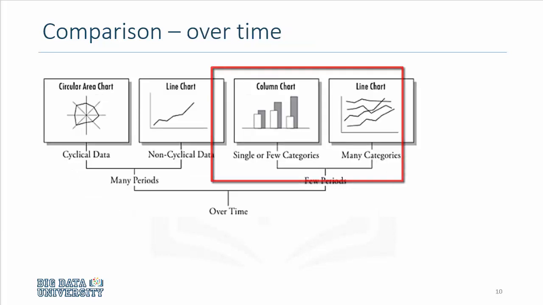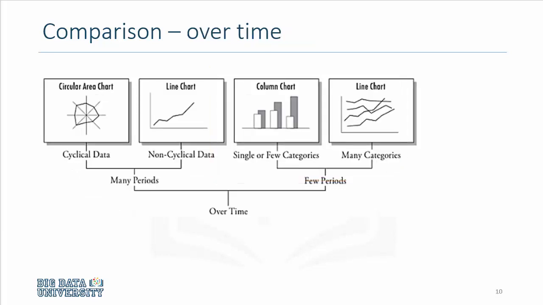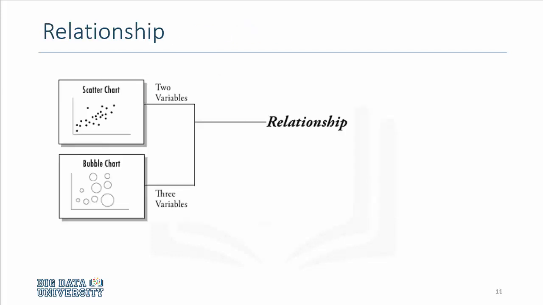If you are comparing behaviors over time, and if you have the time periods running into months, several months, you may have to use a line chart. And if the time periods are not that many, then you can use columns and other approaches. If you're trying to depict relationships between two continuous variables, your choice is a scatter plot. The bubble chart will depict two variables on x and y axis, and the third variable will be depicted by the size of the circle. So you can essentially have 3 variables.